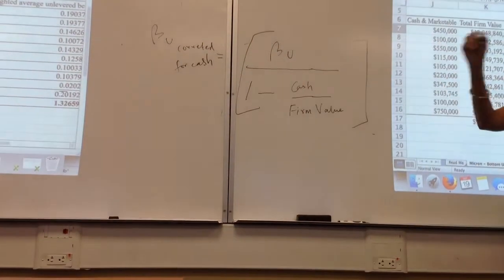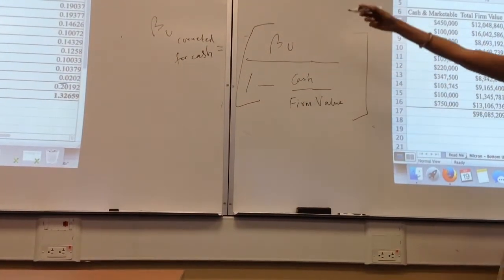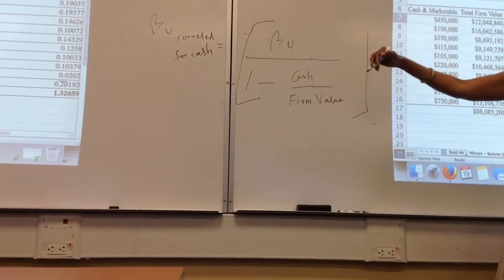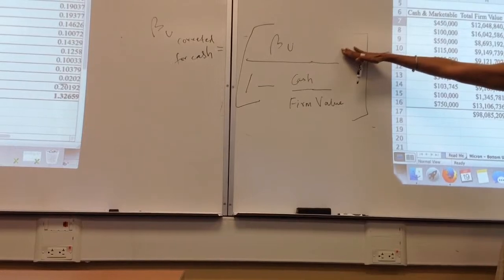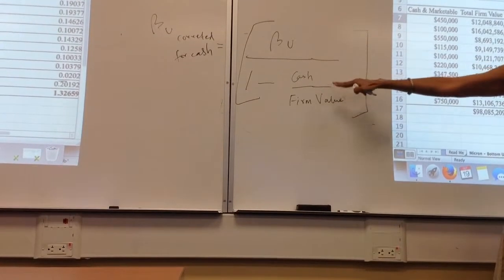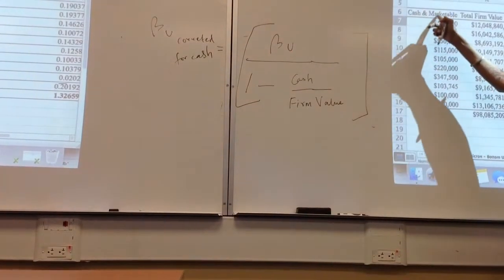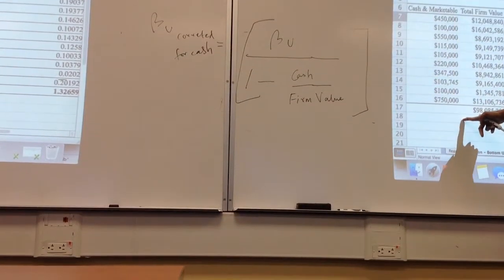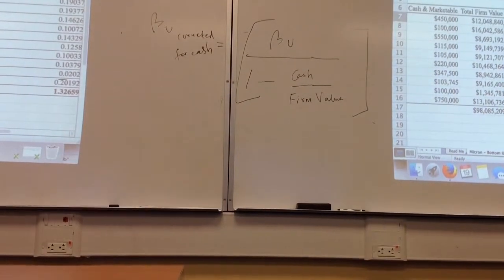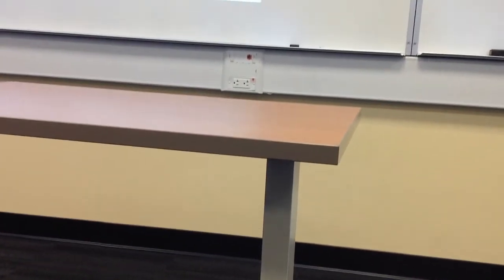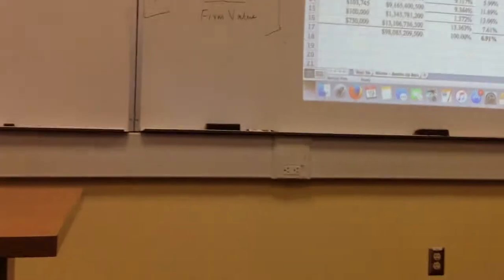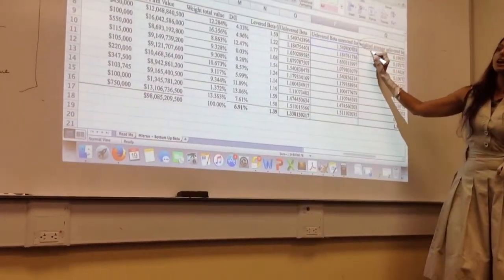This is the equation. It's also there on the note page. Yeah, and also, if you click on the cell, the equation is there. So the beta unlevered corrected for cash is whatever the beta unlevered is divided by 1 minus the cash over firm value, which is why I have this cash and marketable securities column here. Okay, and this is exactly what I'm doing: computing the unlevered beta and then computing the unlevered beta corrected for cash. Okay? Once I have this, now I can compute the weighted average unlevered beta.